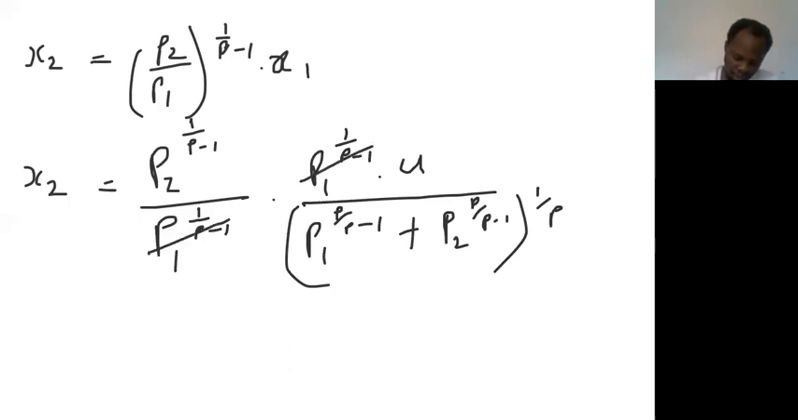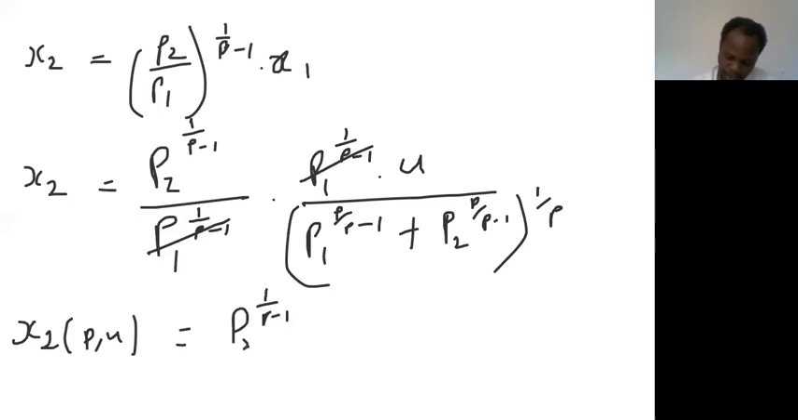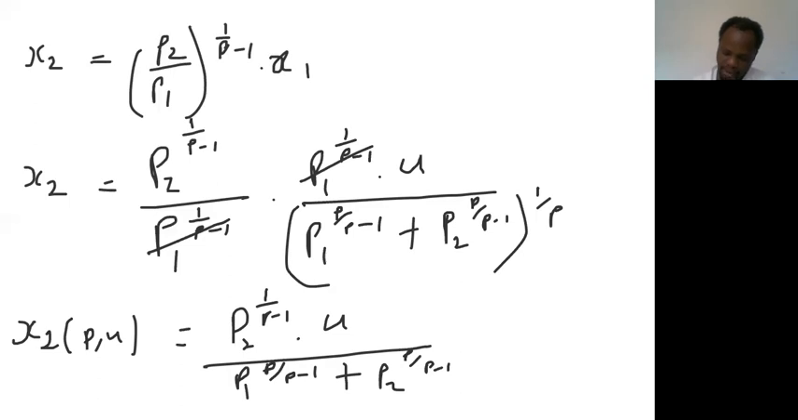Then we have x2, which is also a function of P and U, as being equals to P2, 1 over phi minus 1, multiplied by U, all over P1, phi over phi minus 1, plus P2, phi over phi minus 1, exponent 1 over phi. So this expression here is also known as what? The compensated demand function for commodity 2. Now, we said if you are looking for the expenditure function, right?